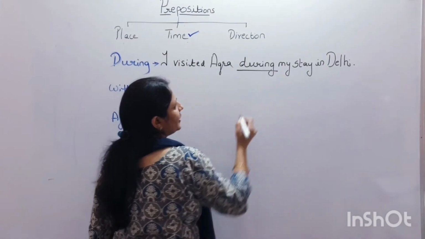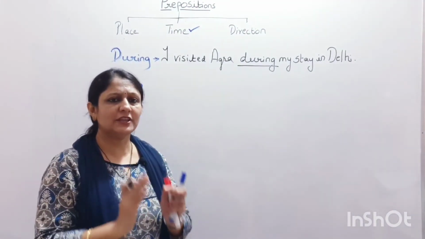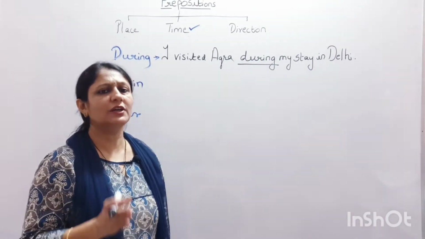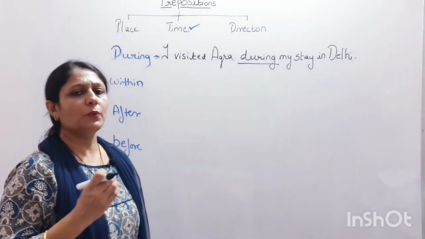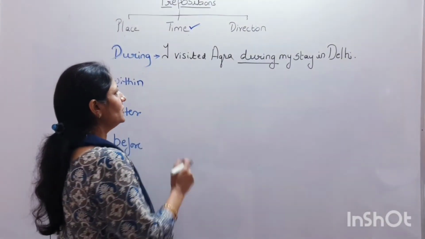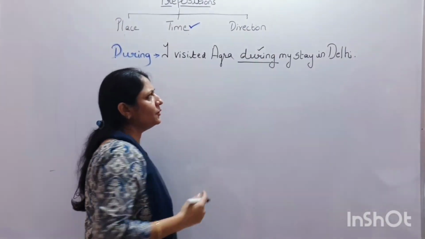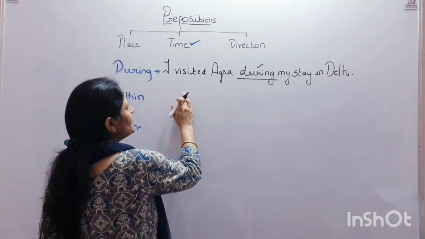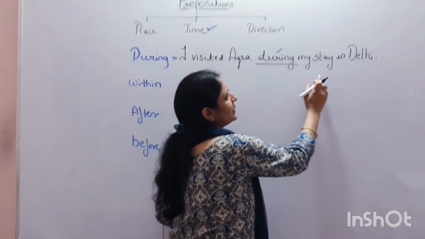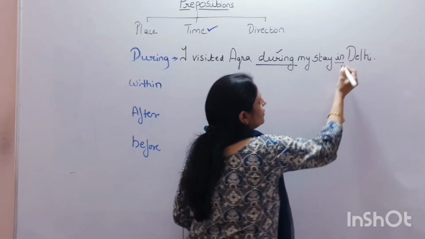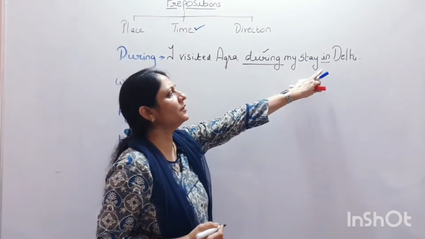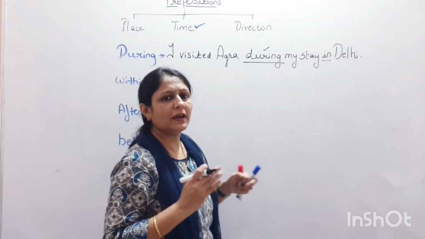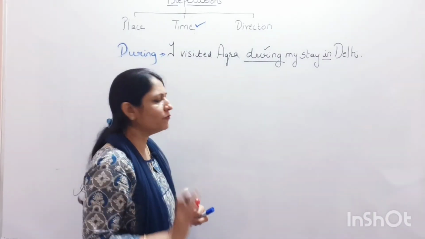Now did you see what time I am referring? I am referring that I might have stayed in Delhi for about a month, and during that duration I visited Agra whenever I got the time. So here the preposition during explains a time span of something. I visited Agra during my stay in Delhi. You can see there's another preposition over here, in Delhi. Here in is used to specify my exact place where I was.